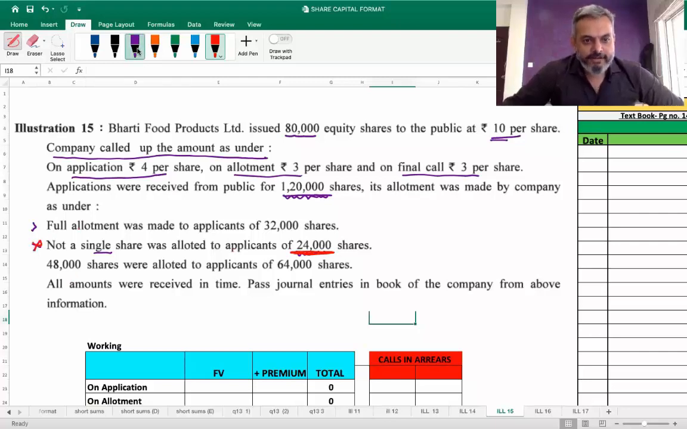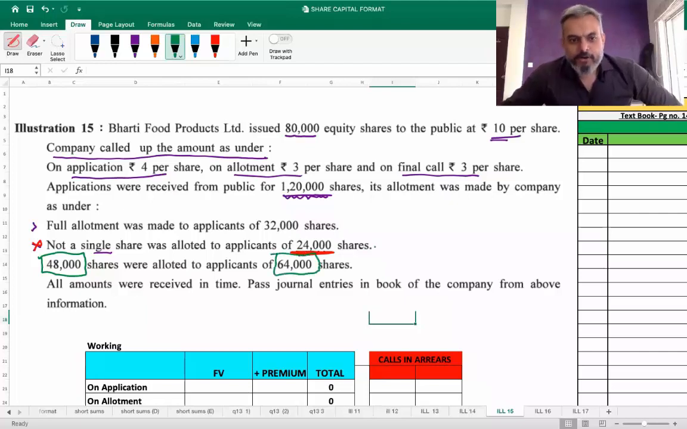Then 48,000 shares were allotted to the applicants of 64,000 shares. यानी ये जो 64,000 shares जिन लोगों ने अप्लाई किए थे उनको प्रपोर्शनेट हमने 48,000 शेयर्स दे दिए. यानी अगर 64 शेयर अप्लाई किए हैं तो उसको हमने 48 शेयर्स दे दिए. तो ये बन गया उनका रेशियो.